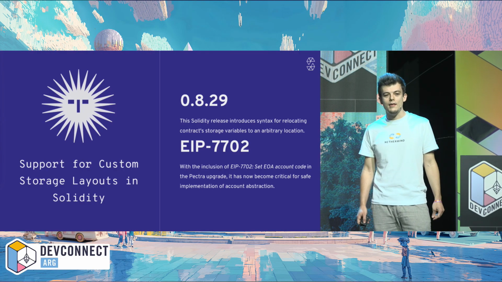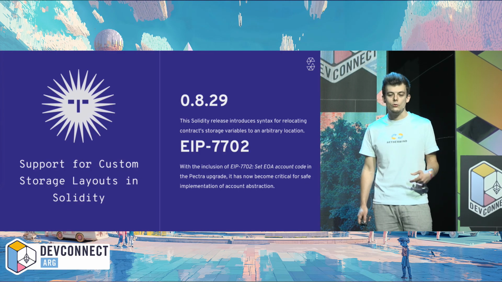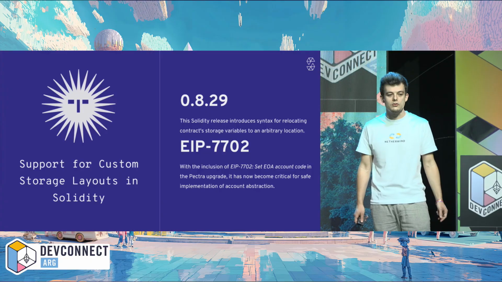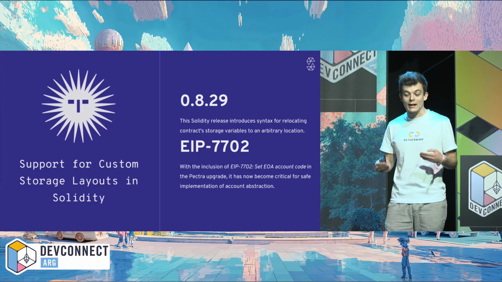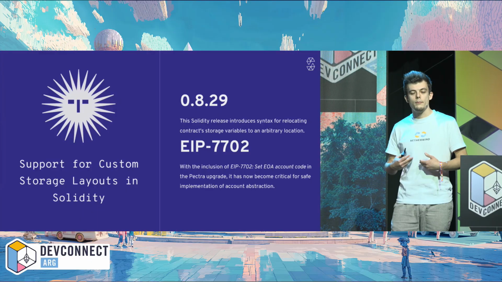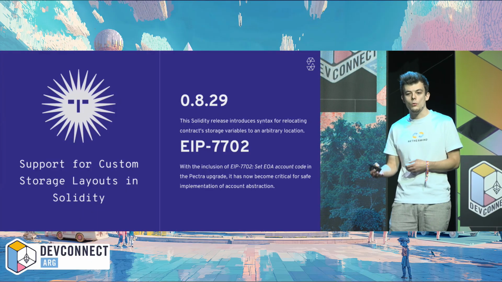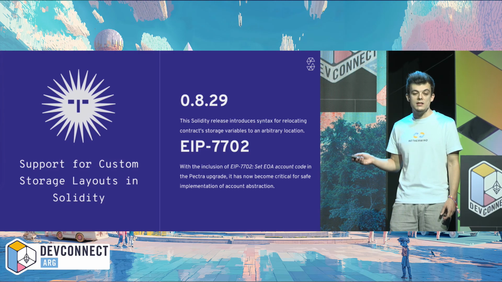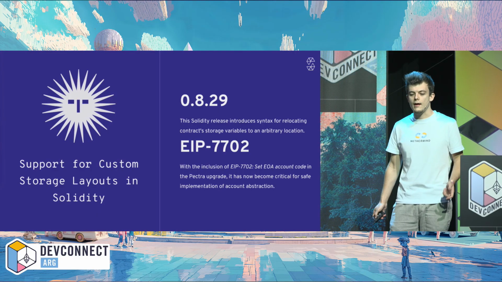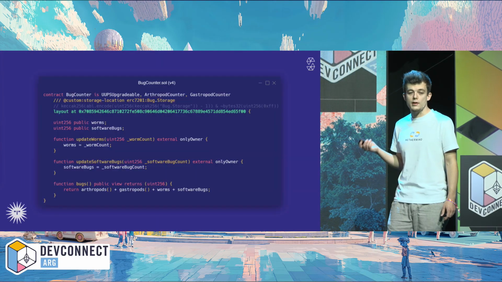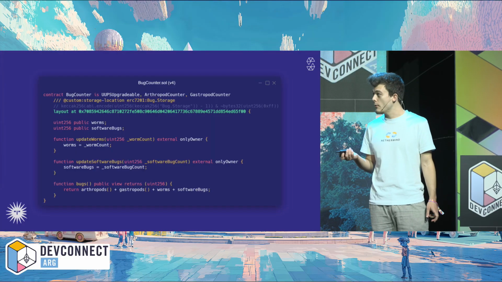Which is the EIP that makes it so EOAs can house smart contract code and kind of act like smart wallets with account abstraction. There was the concern that different wallet implementations might clash their storage locations if I'm a user and I decide to switch from one wallet to another. And obviously, we don't want the old values from the old wallet to collide with the new ones. So we can use this to make sure that they're at completely different slots and that then we're going to avoid that collision. So this is pretty cool, and we can actually use it for our bug counter.